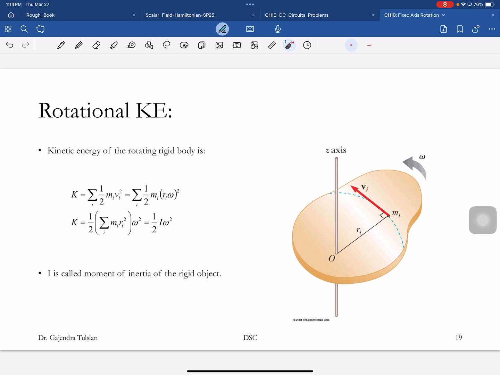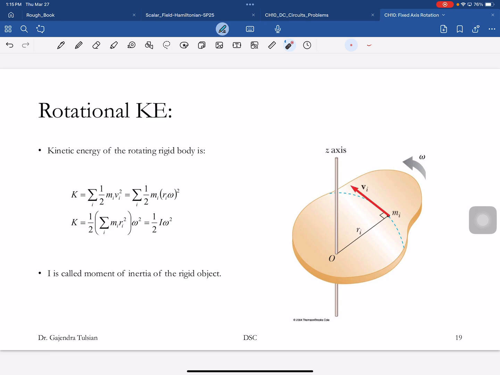What did we say? In rotational motion, mass gets replaced by what? Moment of inertia. So we are going to introduce moment of inertia to you.